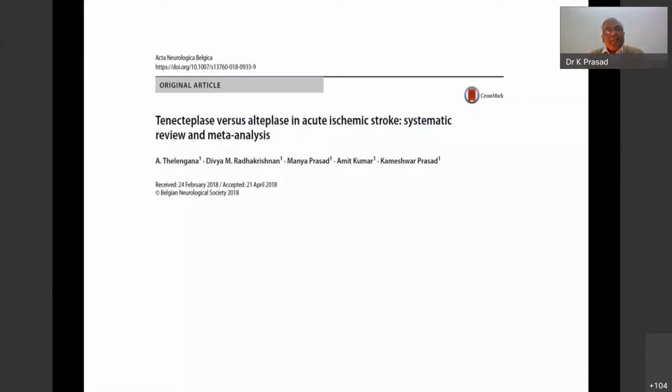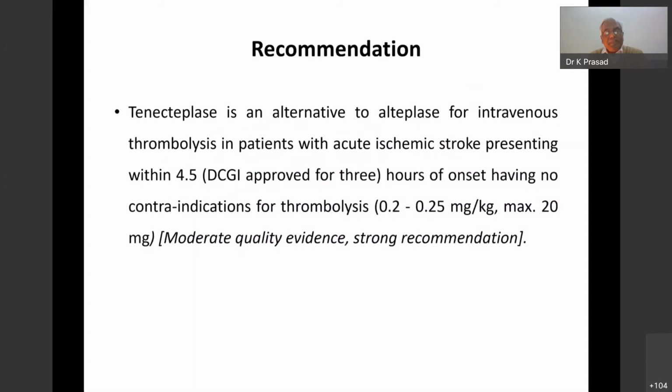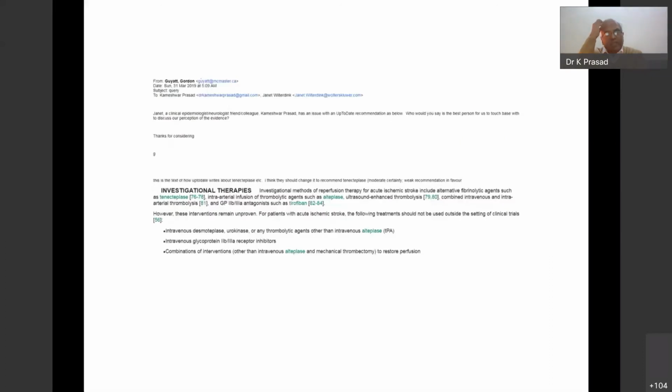So I helped her and she finally published it in Acta Neurologica Belgica, not a very high impact factor journal, but for a resident, this is quite good. She wanted to publish it early. And we recommended, which was completely new information, that tenecteplase is an alternative to what has been used since 1995, alteplase, in thrombolysis of acute ischemic stroke patients. But our own residents didn't follow this. We still continued to use alteplase.